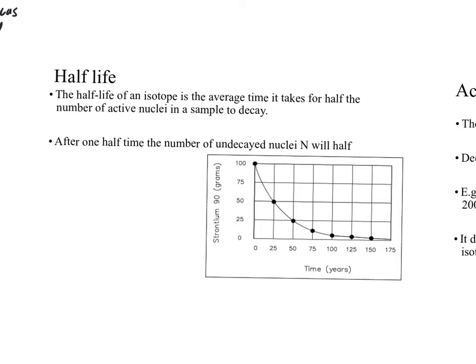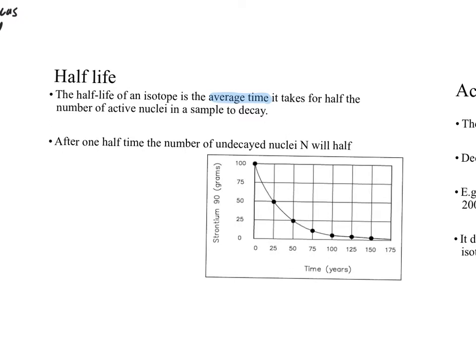So half-life is simply the average time, and we use average time because when we look at a graph, sometimes there could be a little bit of difference between the timings, and you have to take the average of it, but I'll show that when we do example questions. But yes, it is the average time it takes for half of the number of active nuclei, meaning the ones that are radioactive, in a sample to decay.